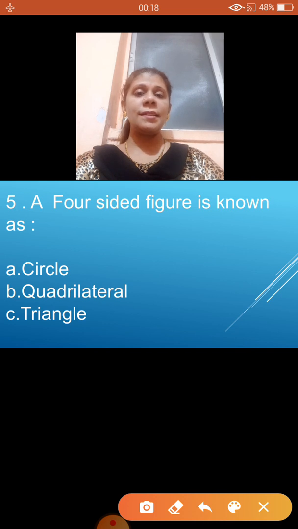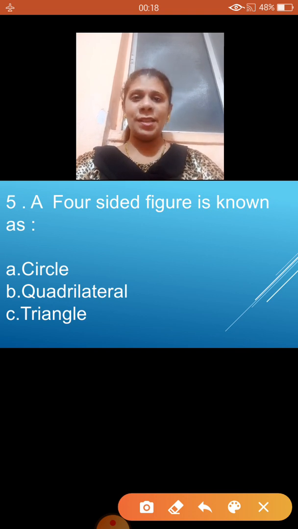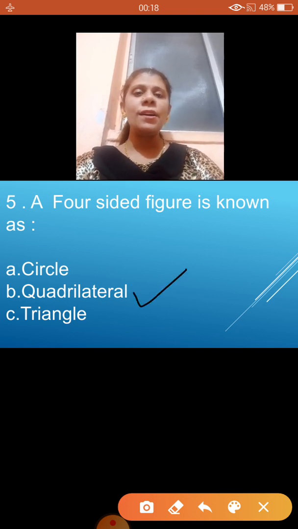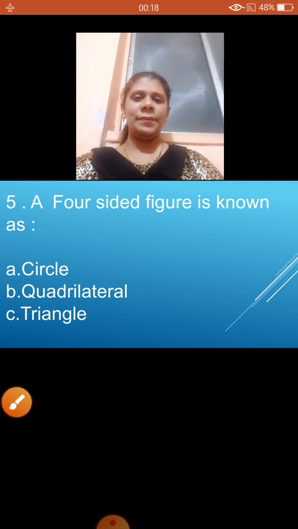Yes, circle has how many sides? No sides, correct. Then quadrilateral has how many sides? 4, correct. So a four-sided figure is known as a quadrilateral, correct? Next.